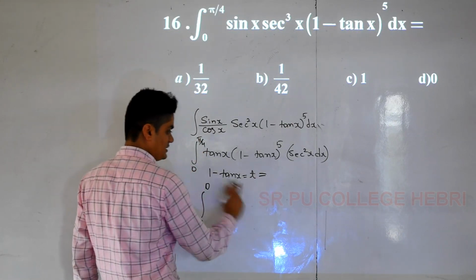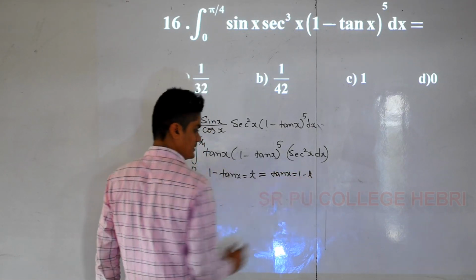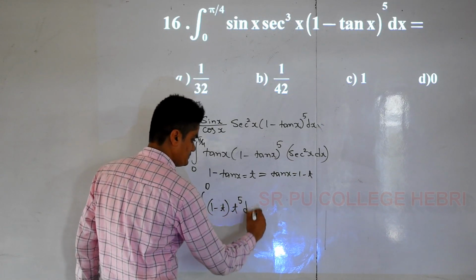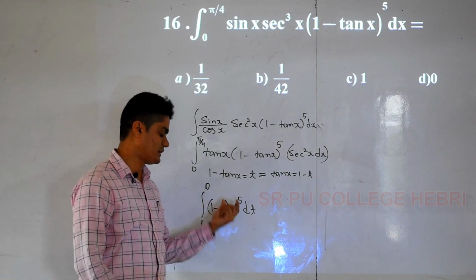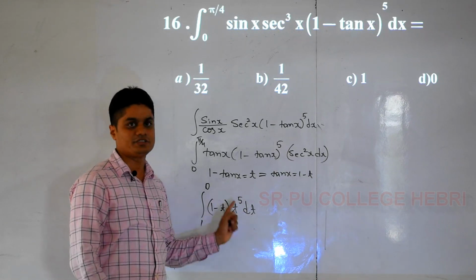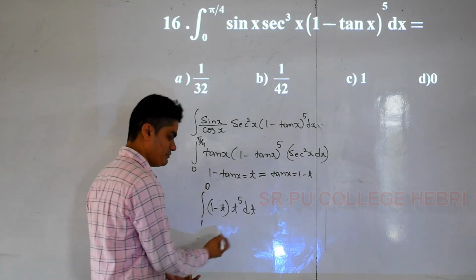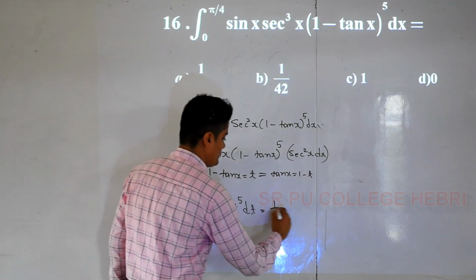If this is the substitution, what is tan x? Tell me. Tan x will be 1 minus t. Correct? So you will get like this. Here, no need to expand. Here there are two methods. If you get the first method, just expand using binomial theorem. And if you don't want to expand, you can write like this, and the remaining work, you know, multiply and solve. So I'll just give the answer. The answer is 1 by 42.